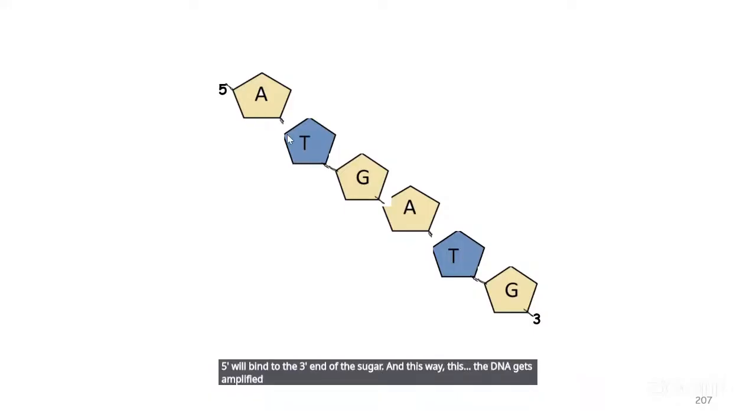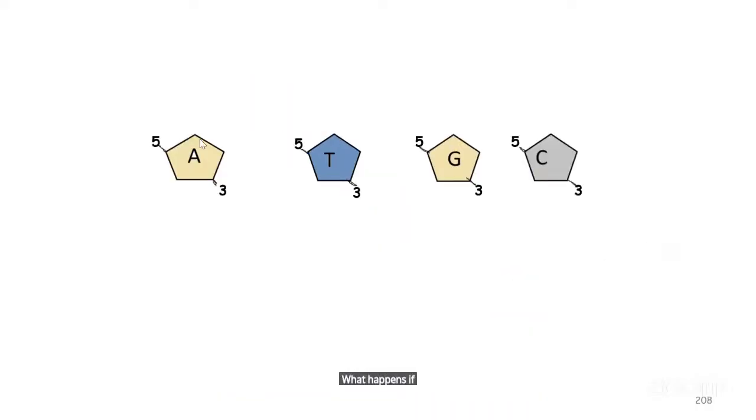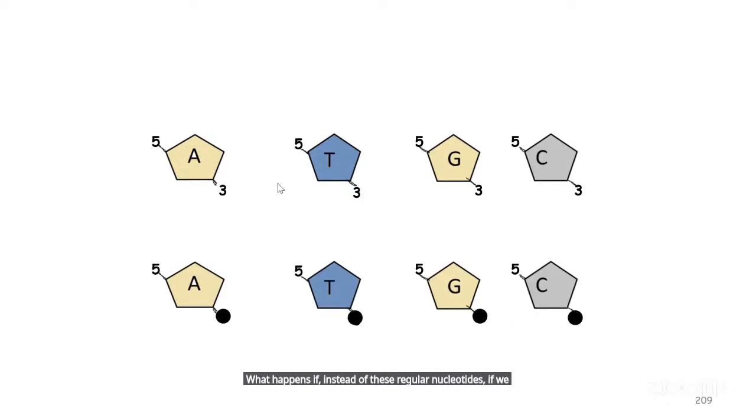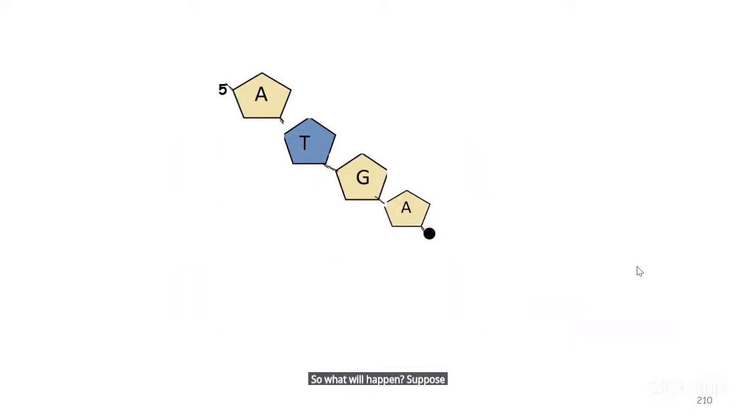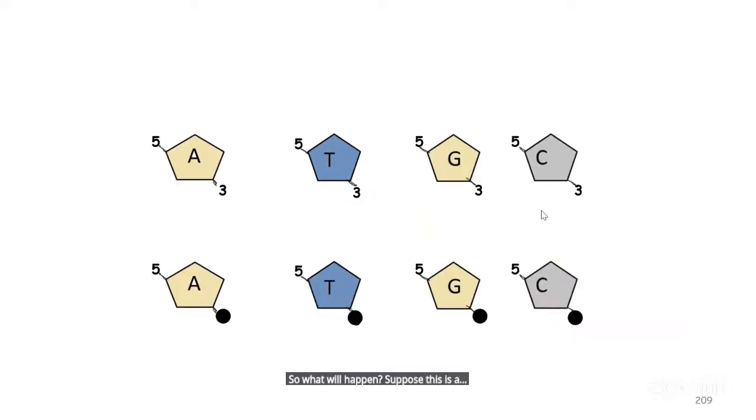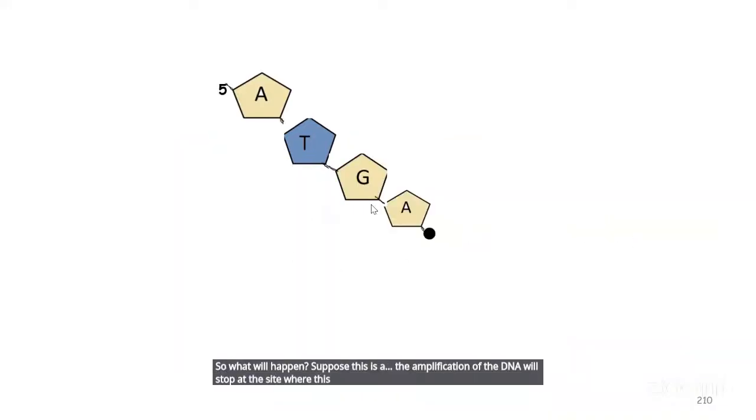That 5' to 3', 5' to 3', 5' to 3'. What happens if instead of these regular nucleotides, we can add a blocker molecule on this 3' side? What will happen? The amplification of the DNA will stop at the site where this blocker nucleotide binds, because there will be no free 3' end.